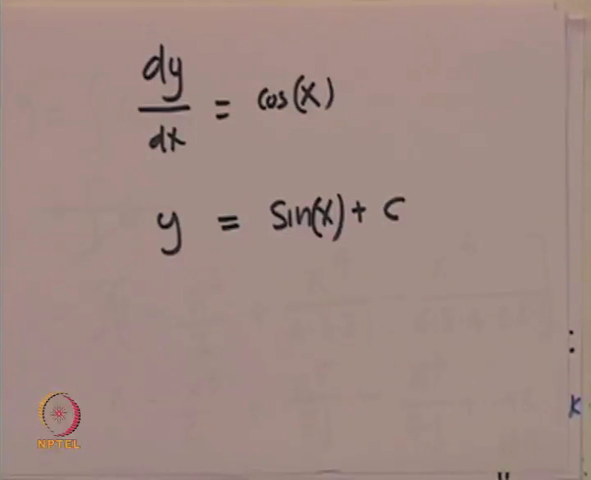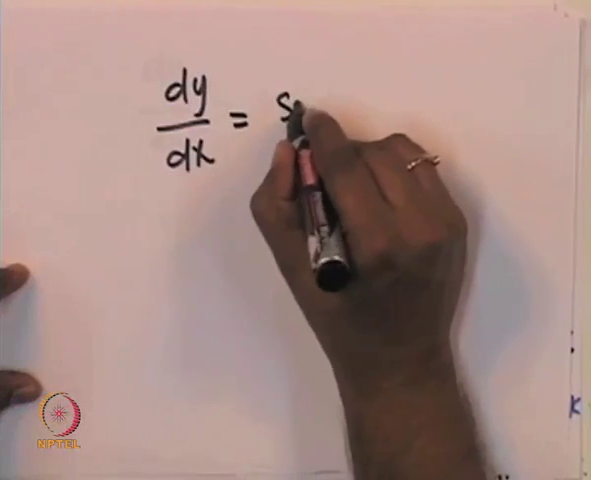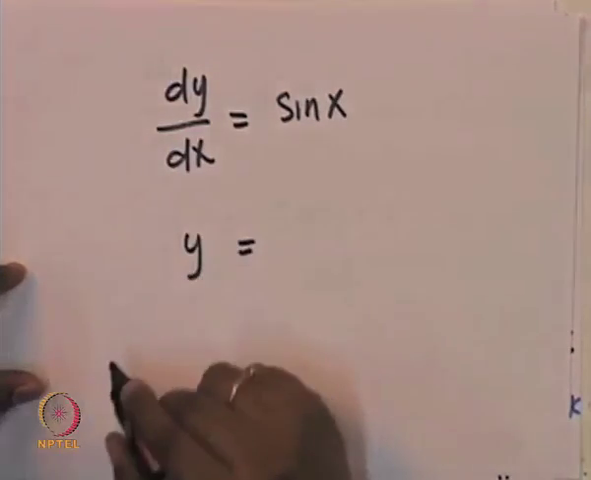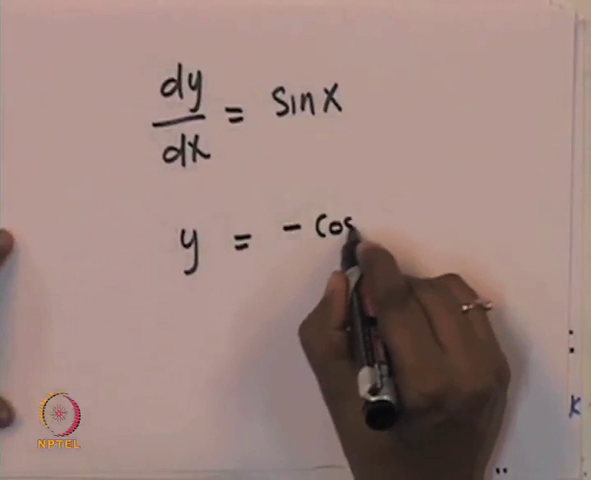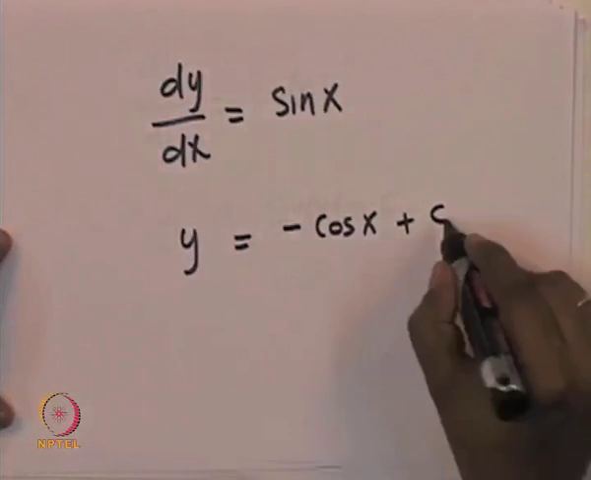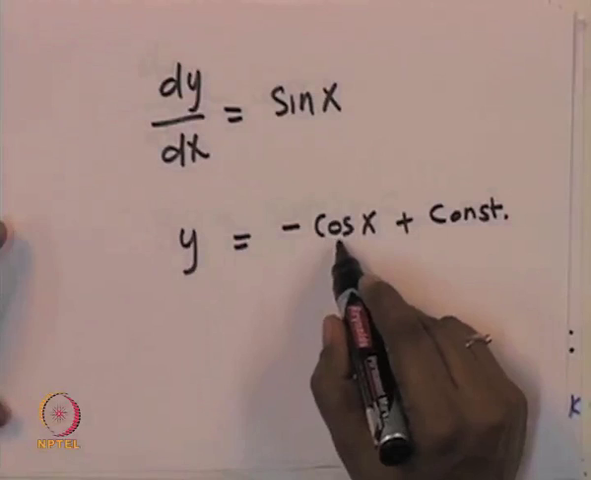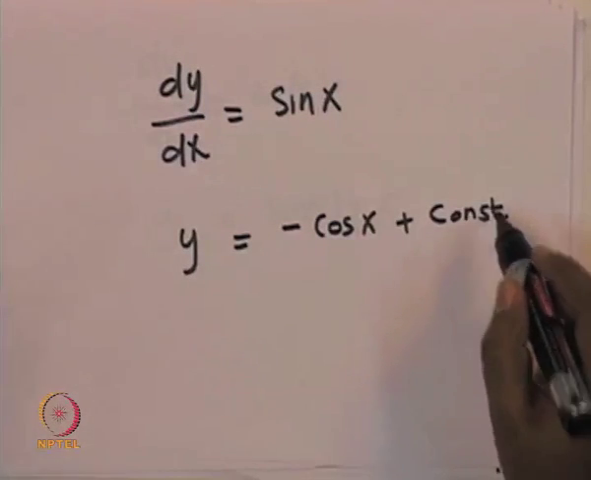So, similarly, if we say that dy by dx is sin x, what will be y? So, y will be minus cos x plus a constant c, because the derivative of cos x is minus sin x, and with a minus sign it will be plus sin x, and the derivative of a constant is 0.